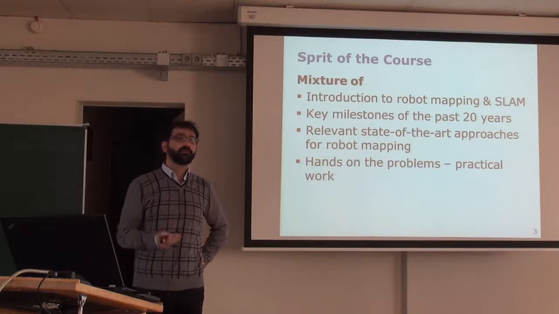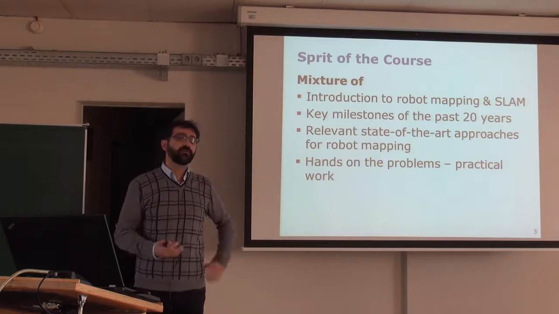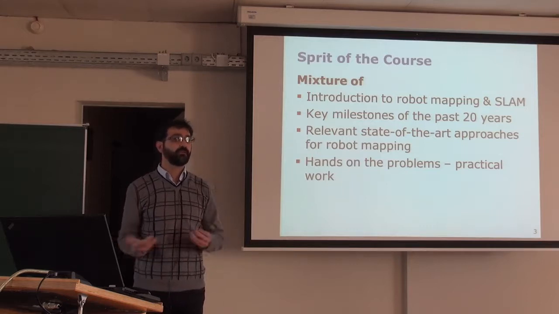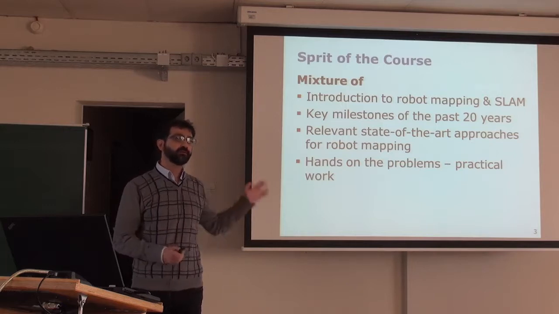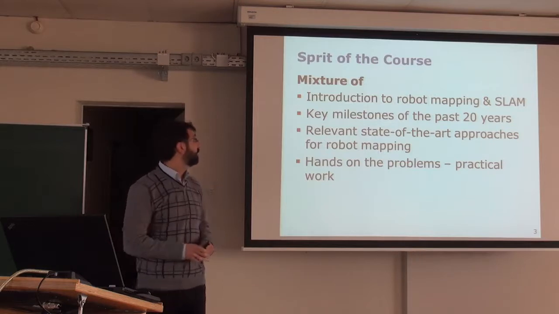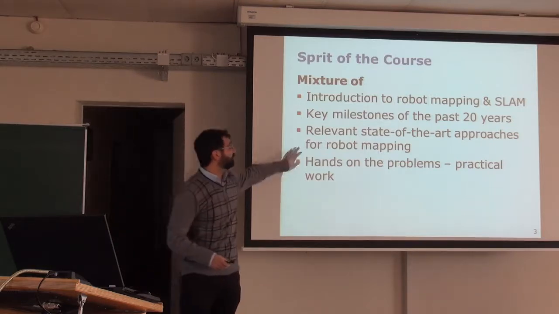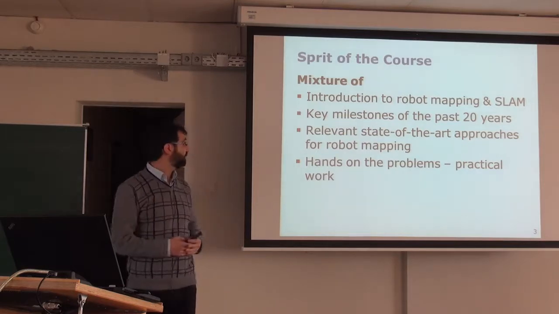If you think about robotics, and especially mobile robotics, you imagine that the robot has to navigate somewhere, and the somewhere has to be modeled in some way. And this problem is about how to model this somewhere, how to model the environment. There have been a lot of relevant state-of-the-art approaches that we will describe later on.